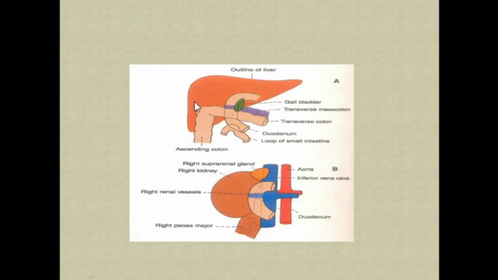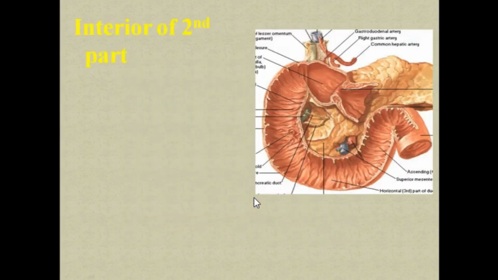So this is an image showing the second part of duodenum, anterior relation, liver, transverse colon and coils of small intestine, that is jejunum. These are the posterior relation, that is right kidney, right margin of inferior vena cava, and then we have got right renal vessels, right psoas major, and right renal pelvis.